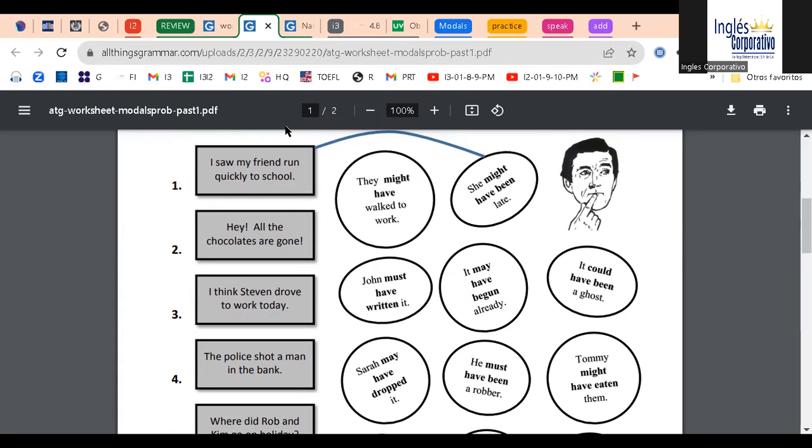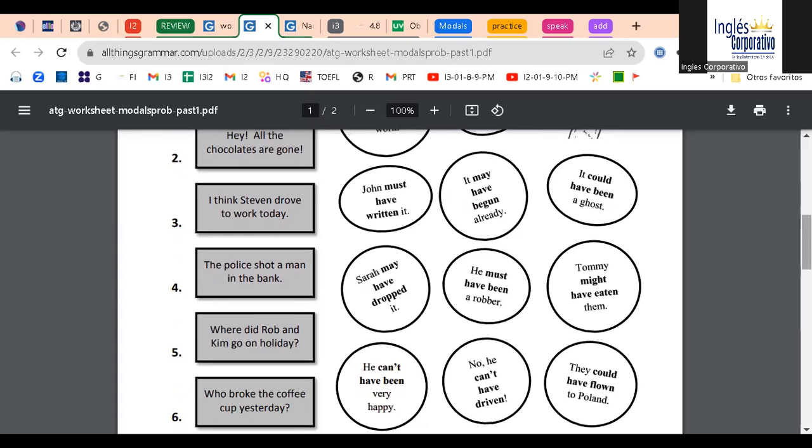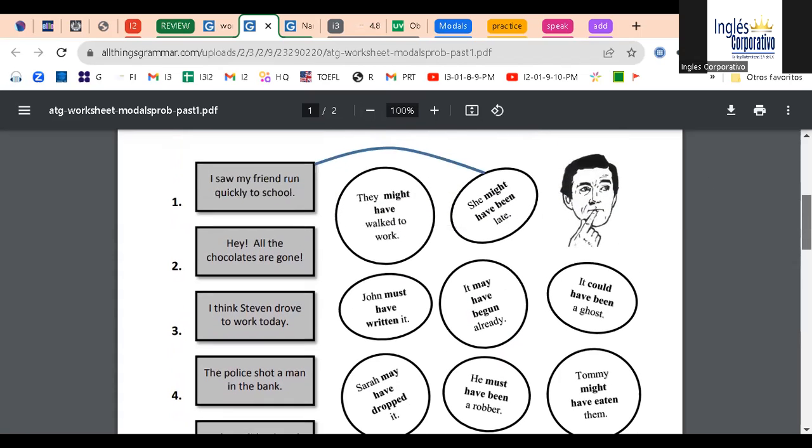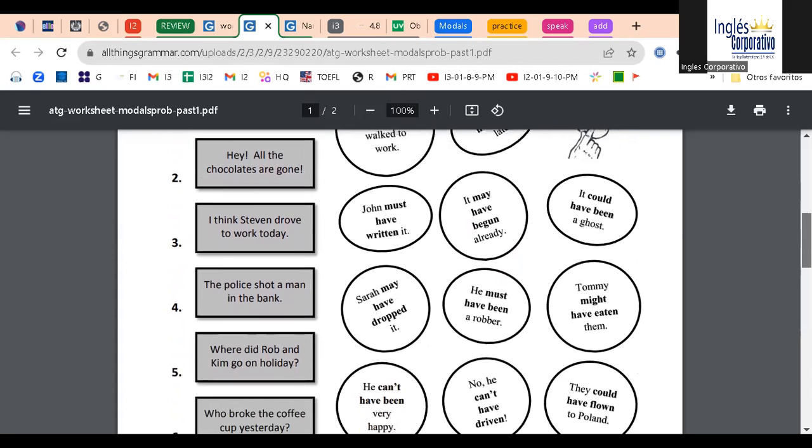He might have been late. Number two, hey, all the chocolates are gone. Number three, Jenny, can you read number three? I think Steven drove to work today. Okay, continue, please. The police shot a man in the bank. Okay. Where did Rob and Kim go on holiday? Who broke the coffee cup yesterday? Okay, excellent. So now that we have read all those sentences, let's read the information on the bubbles. Marlene, can you help us reading that?